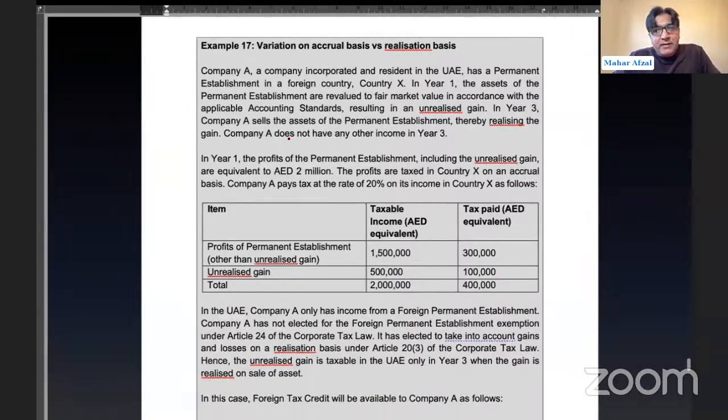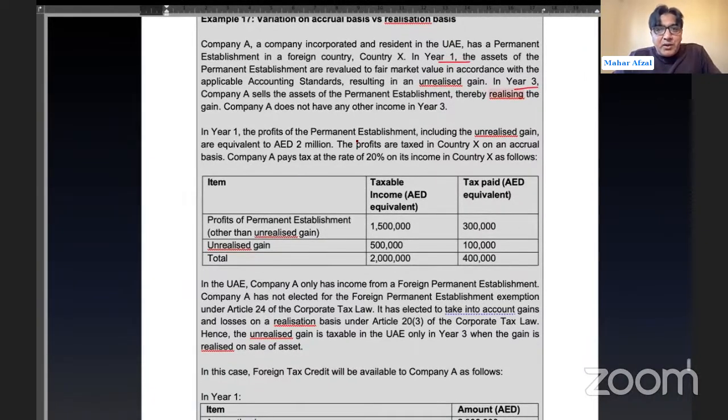They have given a similar example. A company incorporated and resident in the UAE has a PE in a foreign country, country X. In year one, the assets of the PE are revalued at market value, and in year three, the PE assets are realized. Okay, year one unrealized, year two unrealized, year three you have realized the gain. In the UAE, profit includes an unrealized gain of 2 million. Tax in country X is on an accrual basis. Here the taxable income is equivalent to 300,000. Profit of the PE, unrealized gain 100,000. This is the total, this is the tax paid outside the UAE.